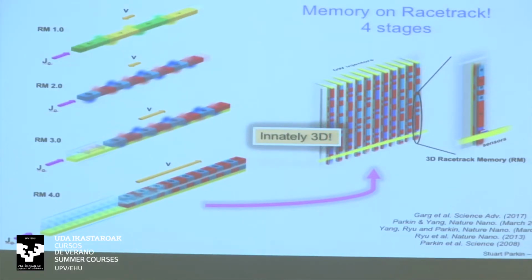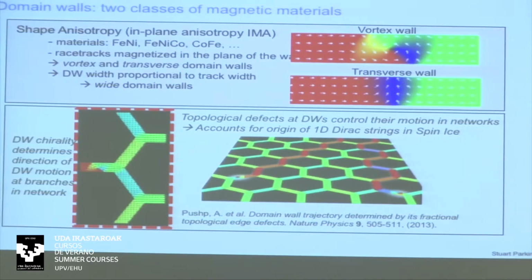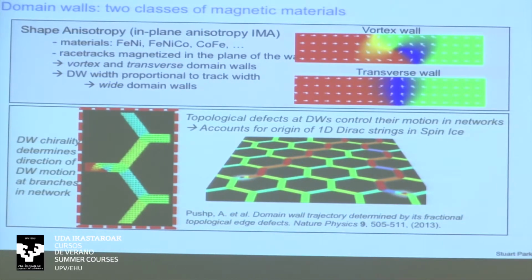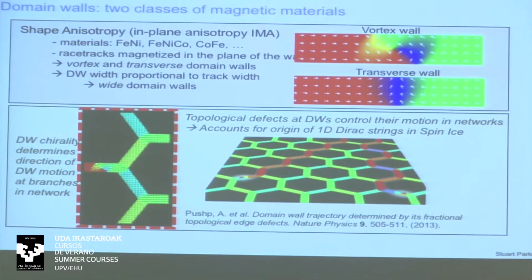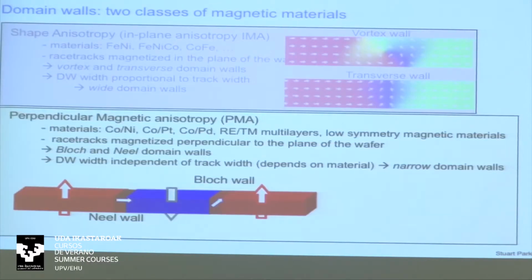And just to remind you, if we could build a vertical racetrack, which is very tough, it would be innately 3-dimensional. I mentioned these vortex and transverse walls, and these vortex and transverse walls are actually chiral. I'm not going to discuss this, but in an array of magnetic wires shown at the bottom, we can show that depending upon their chirality, they will move to the left or to the right through this network. And it's interesting that the topological charges on these domain walls will determine how they can be moved through these nanowire networks. I'm not going to discuss that, but it could be used for memory applications or many possibilities.